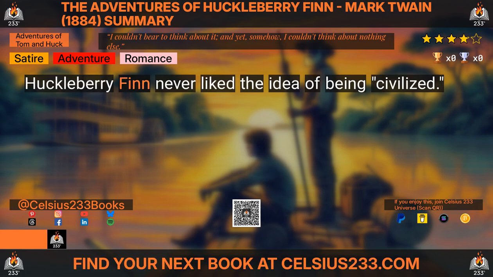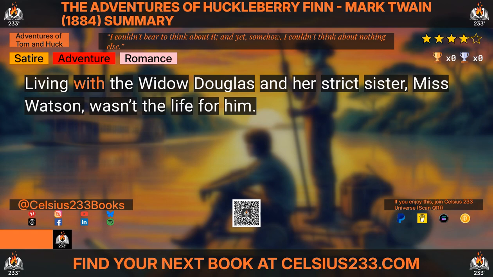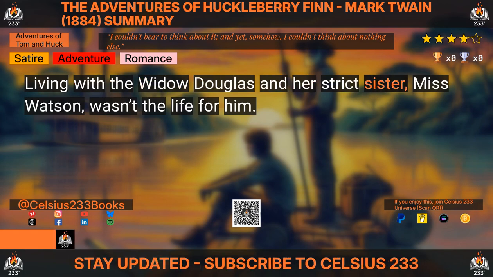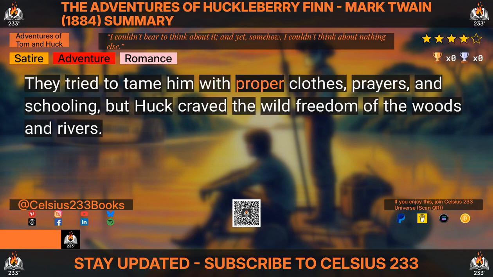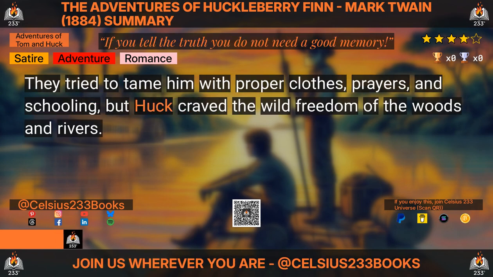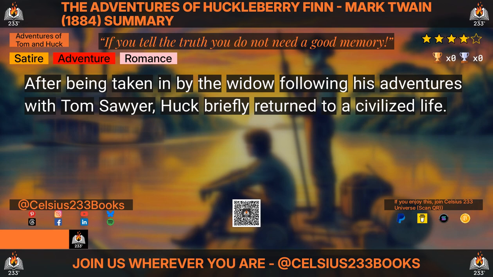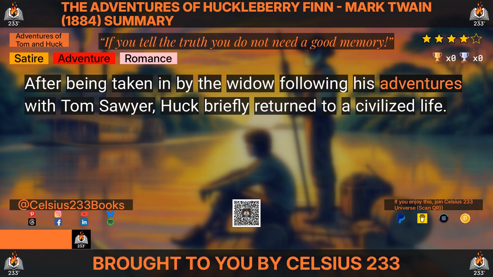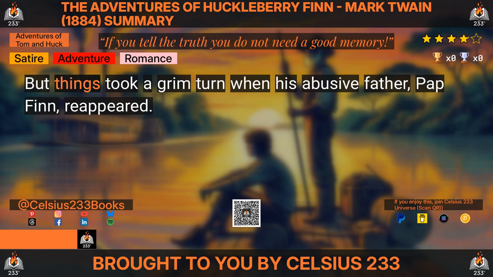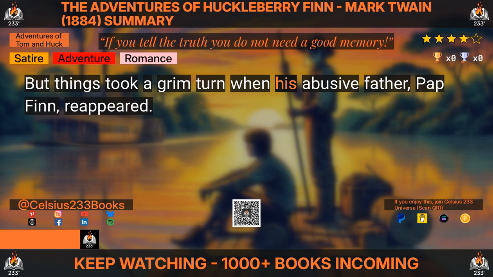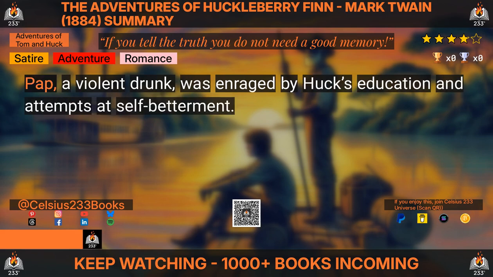Plot summary: Huckleberry Finn never liked the idea of being civilized. Living with the widow Douglas and her strict sister, Miss Watson, wasn't the life for him. They tried to tame him with proper clothes, prayers, and schooling, but Huck craved the wild freedom of the woods and rivers. After being taken in by the widow following his adventures with Tom Sawyer, Huck briefly returned to a civilized life. But things took a grim turn when his abusive father, Pap Finn, reappeared.